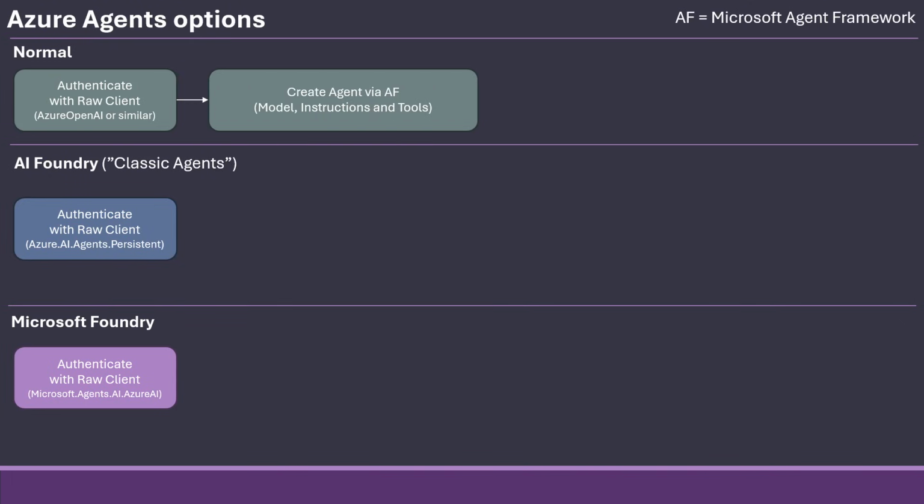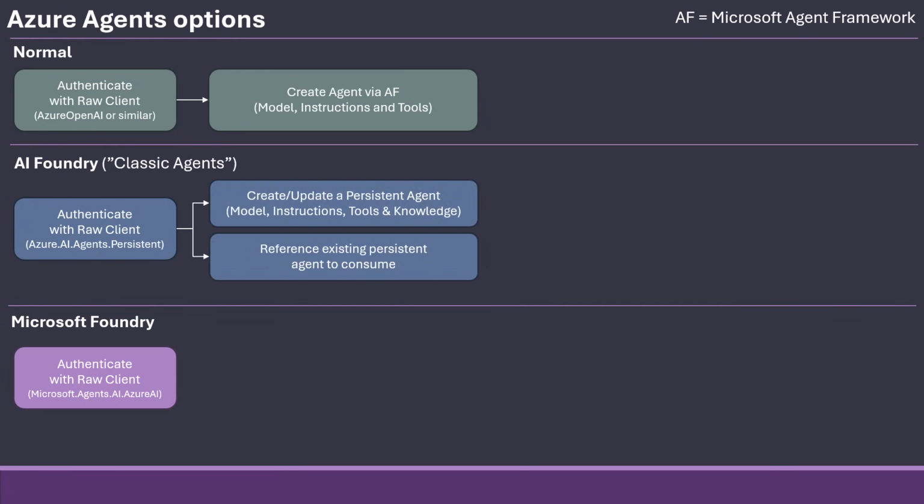But here it begins to differ. In a normal scenario, you just create your agent in Agent Framework. You give it model, instruction, tools, and it already happens in memory. In AI Foundry, you create an agent as a persistent agent, meaning something where you create it, it's there, and then you can reference it later, so you don't need to create it again and again. So the first time you create it, and then you use it after the fact, by just referencing it. So you only need to go and change the agent if you need to update something.